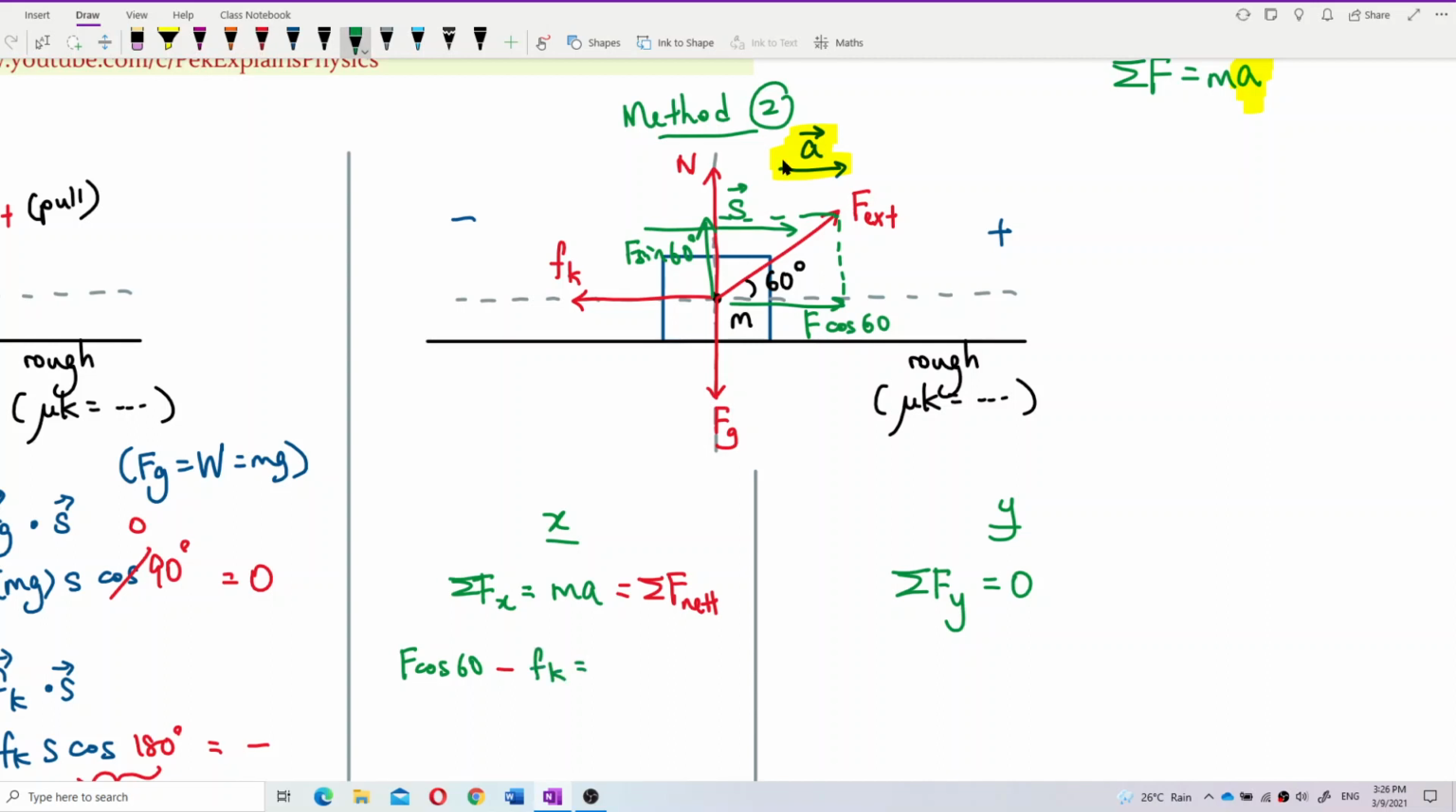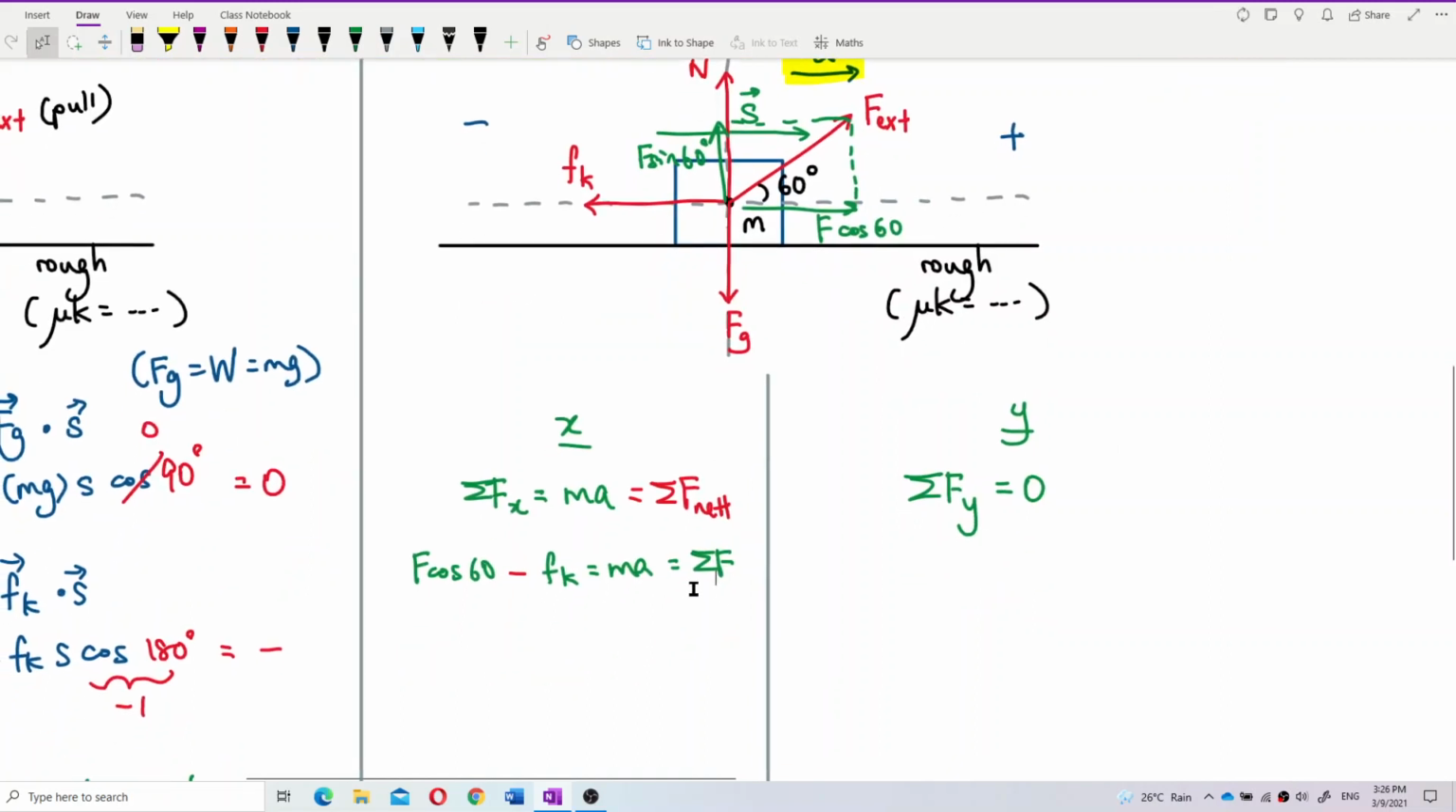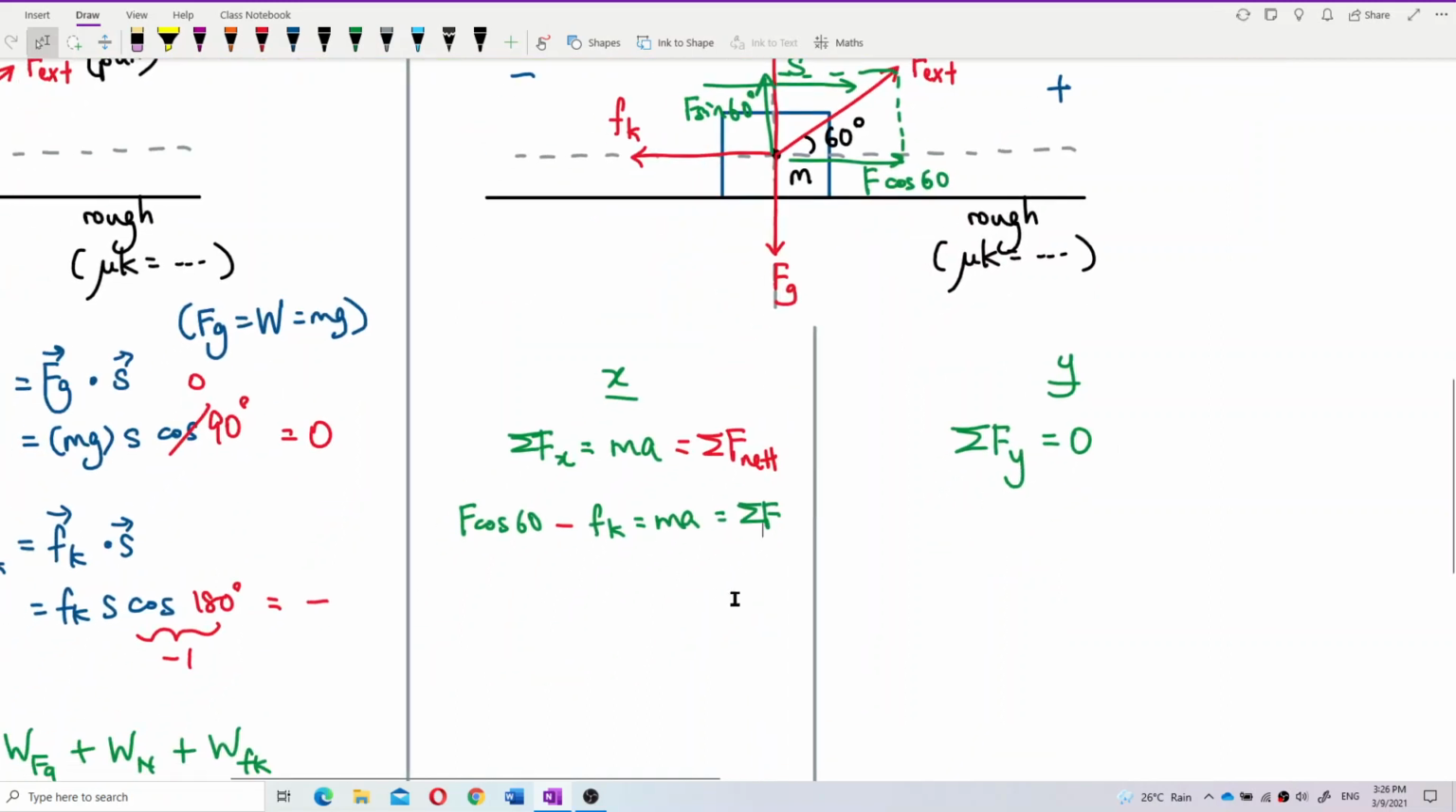Then that will be equal to ma. But for this question, there is no need to find the acceleration, because we just want the net force. This is actually the net force already. We just write total F, this is the net force.